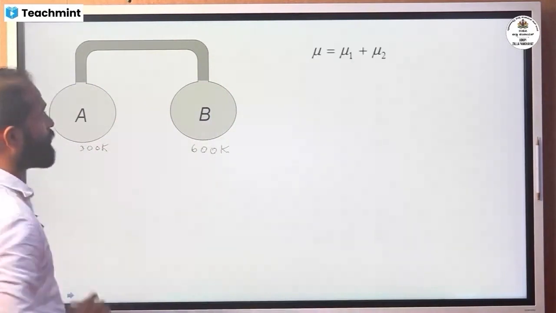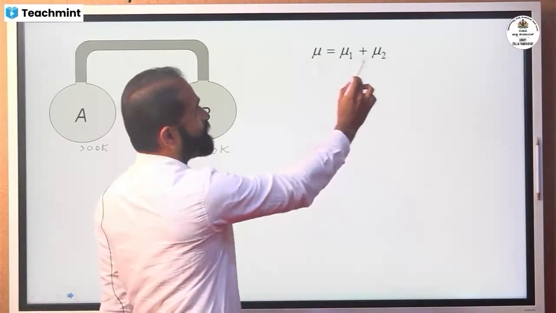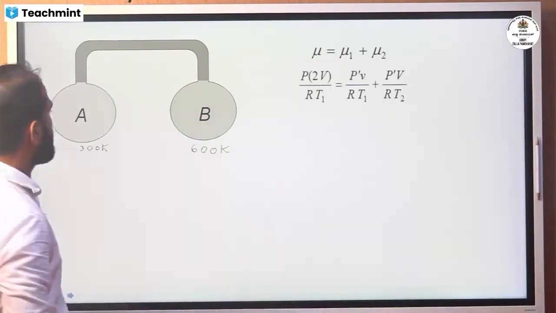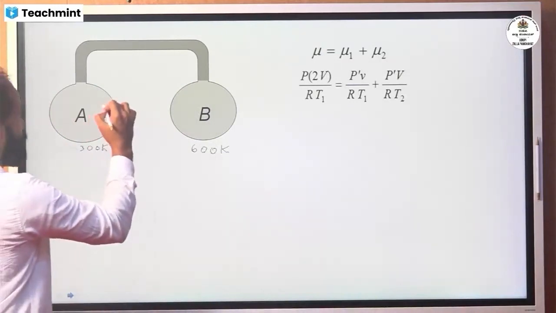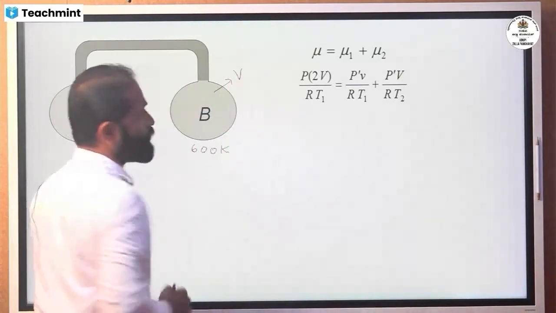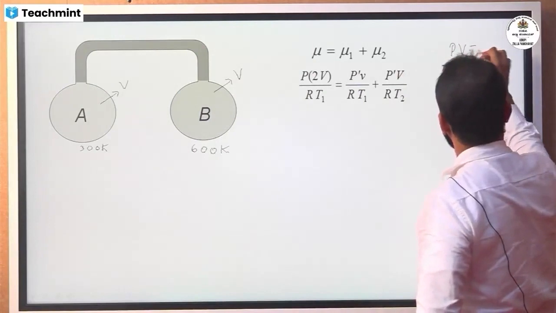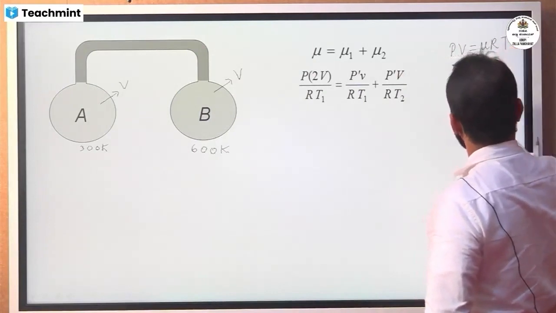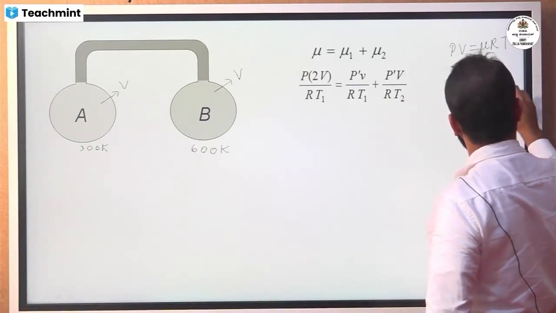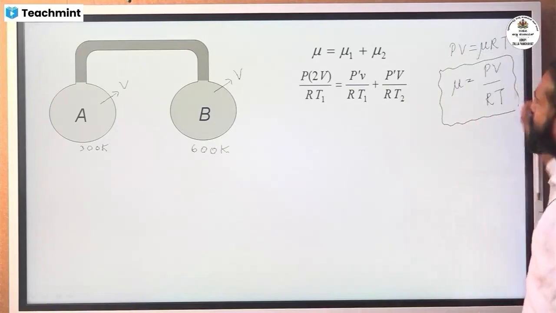Since the total number of molecules is constant, the total number of molecules before changing the temperature is the same as after changing the temperature. Let me take the volume of this one as V, and the volume of the other also as V. Let me use the ideal gas equation: PV is equal to mu RT. So the number of moles can be written as PV divided by RT. Now let's use this ideal gas equation in the beginning.